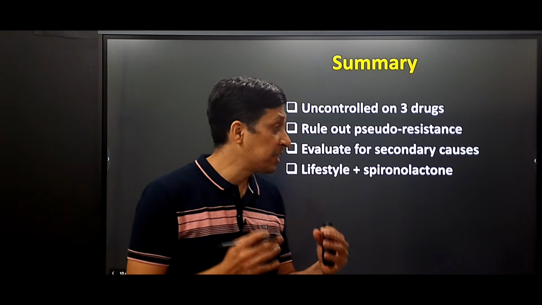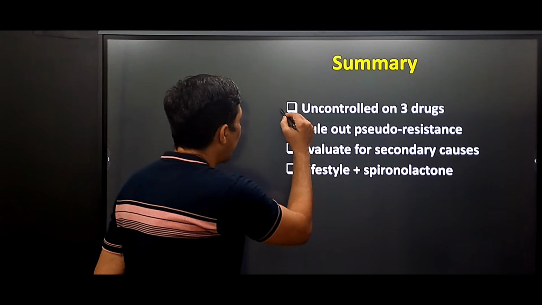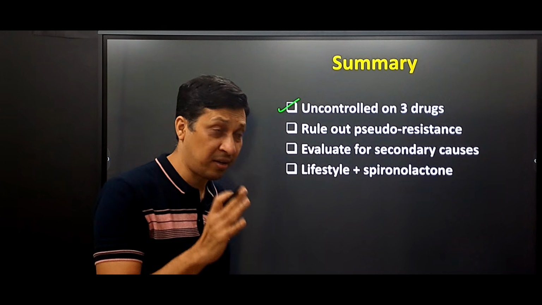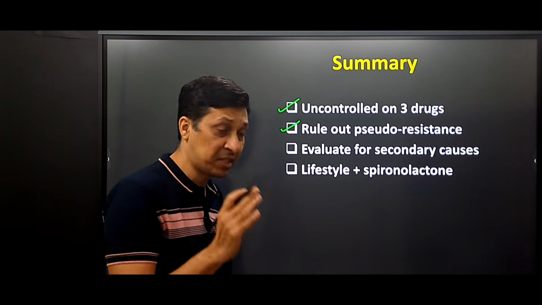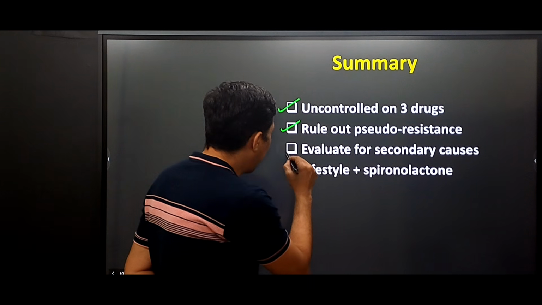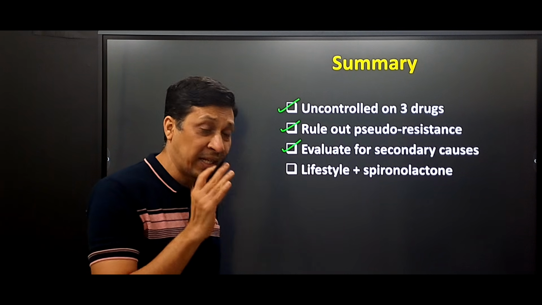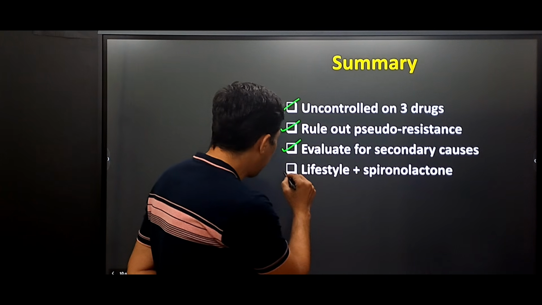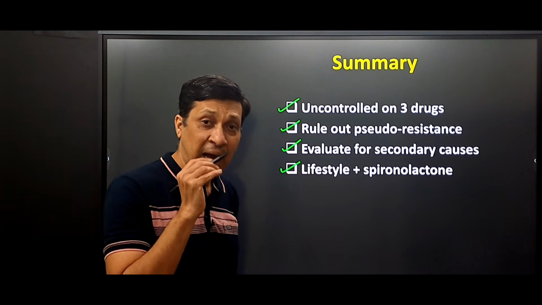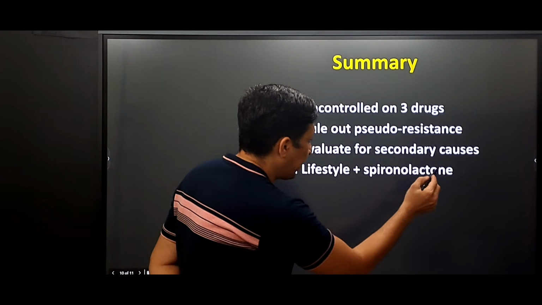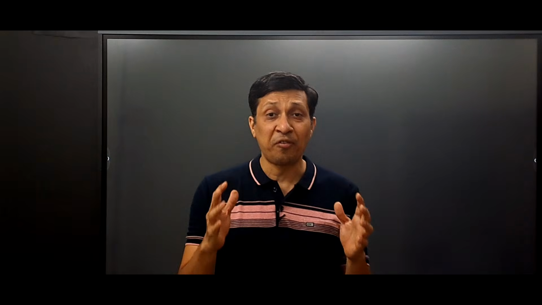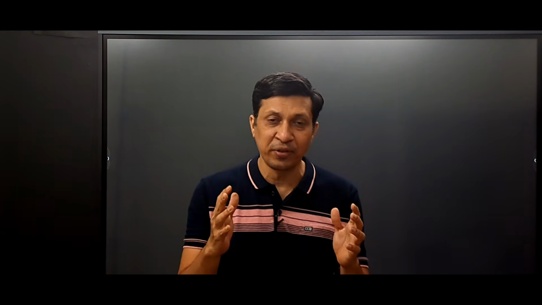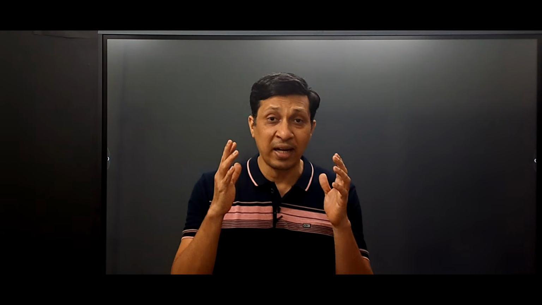So in summary, resistant hypertension is uncontrolled blood pressure on three drugs. For evaluation, you have to first rule out pseudo-resistance and also evaluate for secondary causes. And in the management, two important things are: first is lifestyle modification and another is drugs, and of these the most important is spironolactone. So friends, I am sure that after watching this video, you will be confident in the diagnosis and management of resistant hypertension.